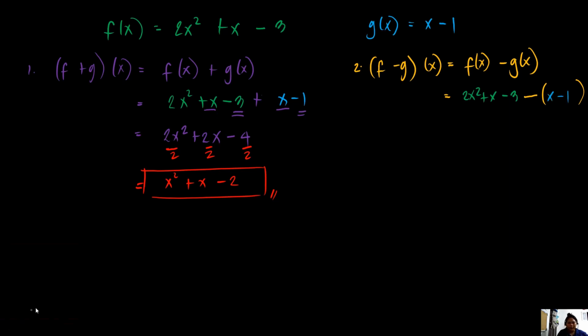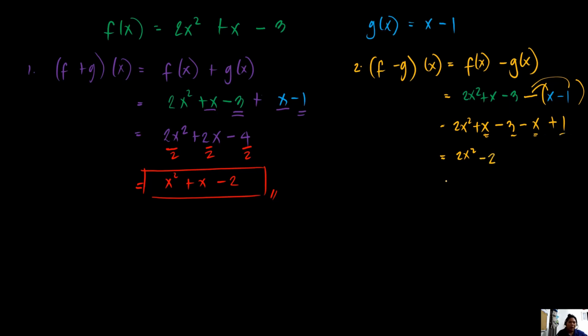Let's continue. Since there is a parenthesis, we're going to distribute the negative sign inside the group, so just distribute the sign. We will have 2x squared plus x minus 3. Negative times positive x, you will have negative x. Negative times negative 1, you will have positive 1. Then simplify. Since x squared has no like terms, just like in the addition, we're just going to copy it. Then x and negative x: since they have opposite signs, if we add them, we have 0. The negative 3 and positive 1, we will have negative 2.